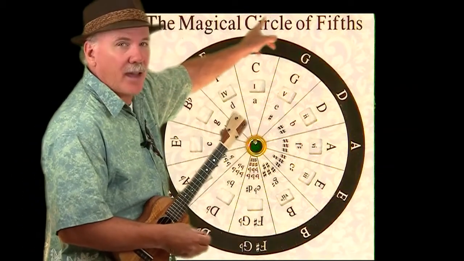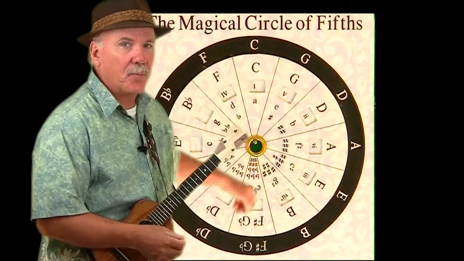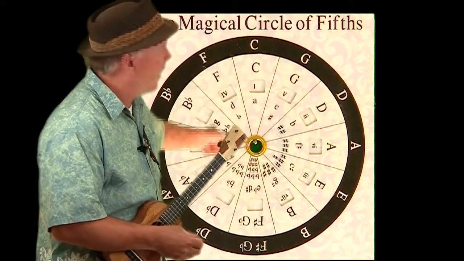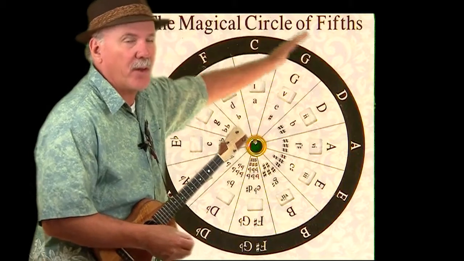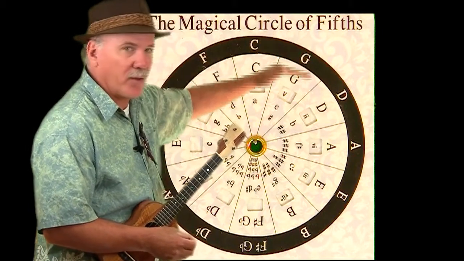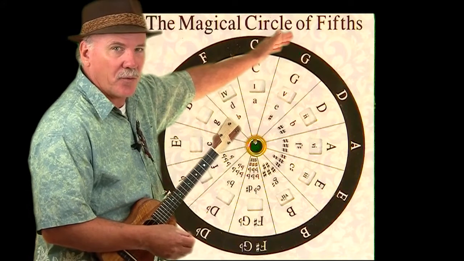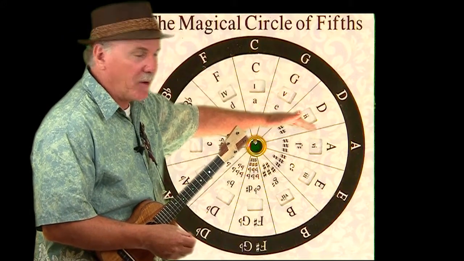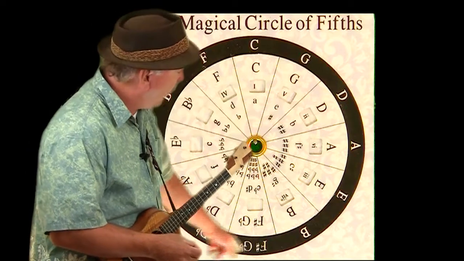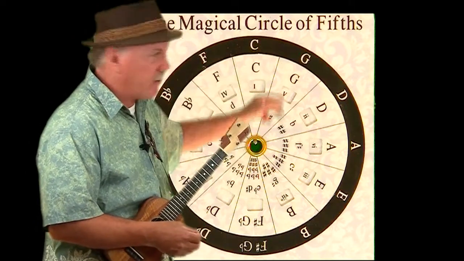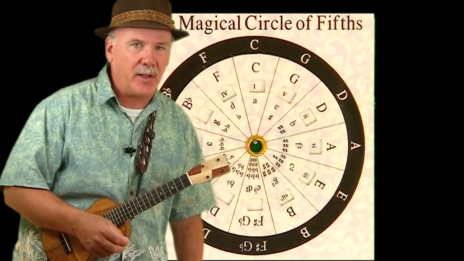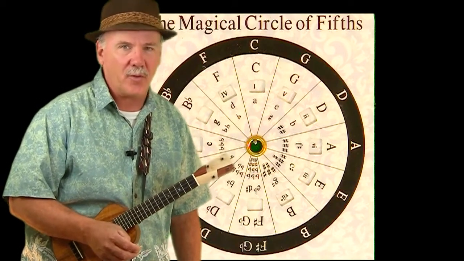You'll notice that the key of C is up here at noon. And then around the circle, much like the face of a clock, every 5 minutes or every fifth interval, another key is placed on the circle. You'll see that G is a fifth up from C, D is a fifth up from G, A is a fifth up from D, and so on, all the way around through the 12 keys. Why a circle of fifths? Well, because the fifth interval is the most important interval in Western music.